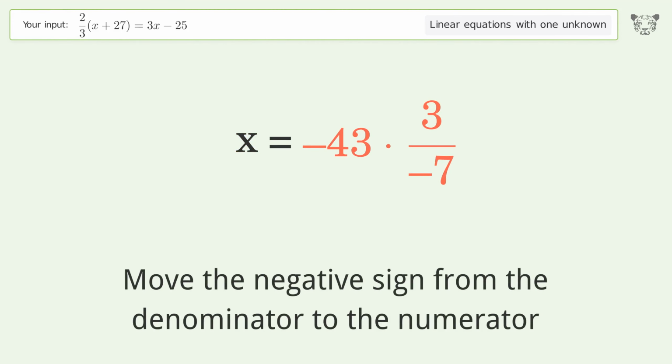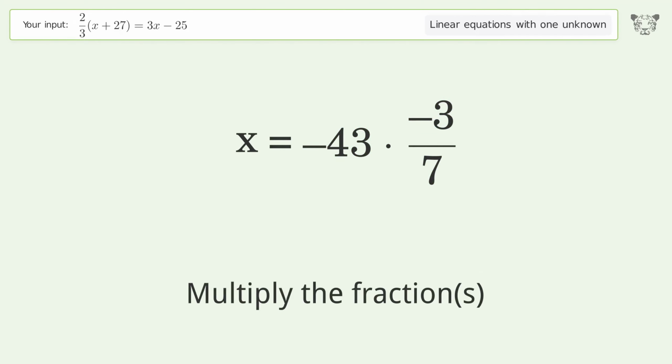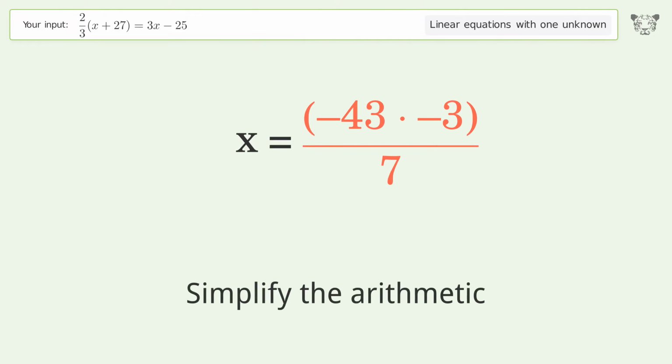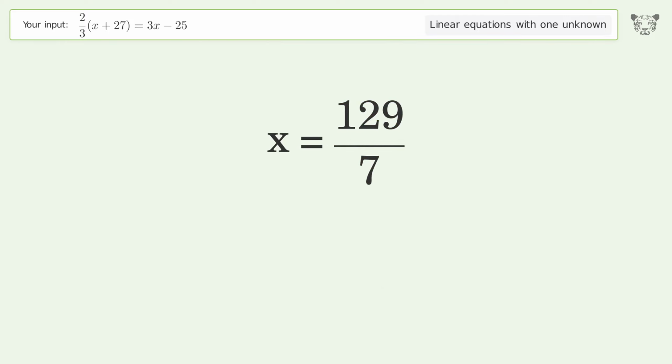Move the negative sign from the denominator to the numerator. Multiply the fractions. Simplify the arithmetic. And so the final result is x equals 129/7.